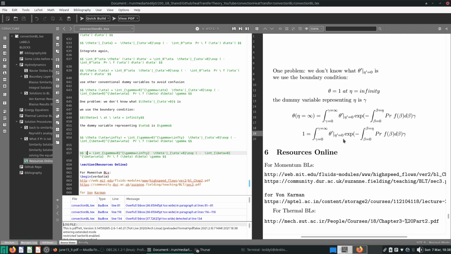Okay, theta prime. Oh, what? Did I use eta prime again? Oh shucks, I should use beta. Or eta equals 0. That's fine.